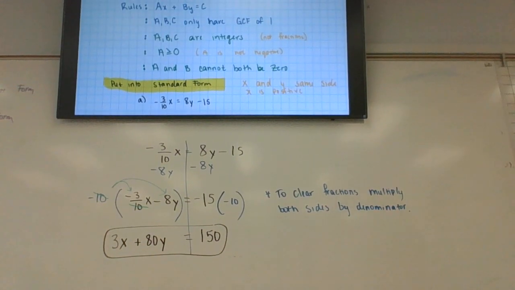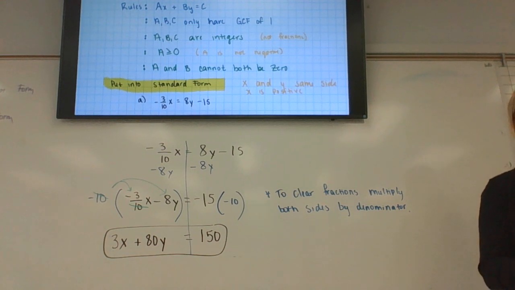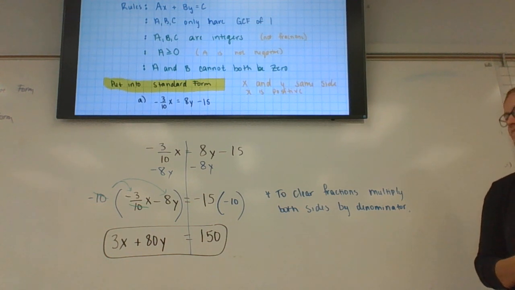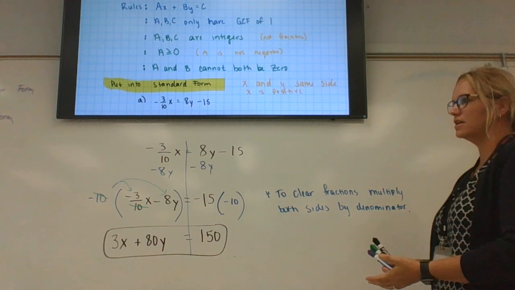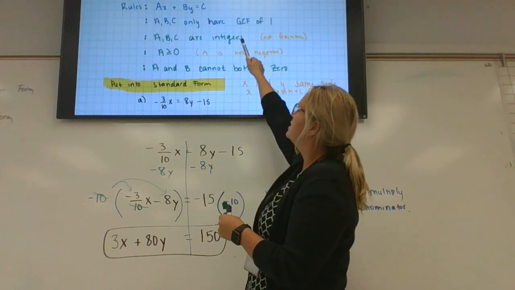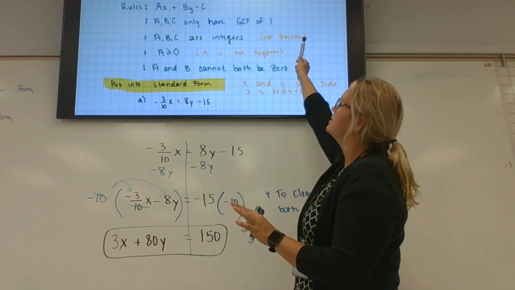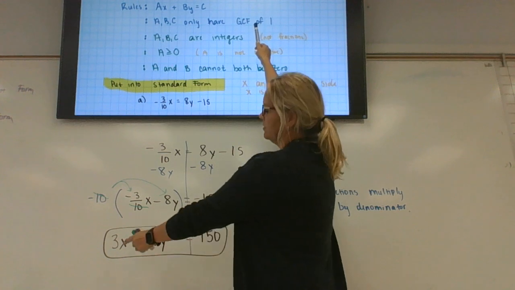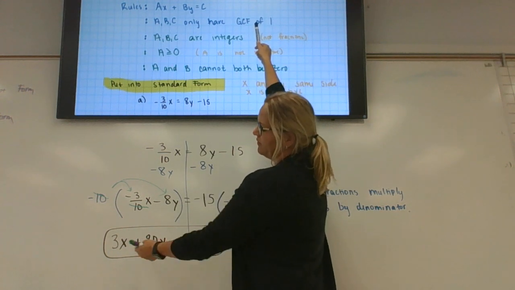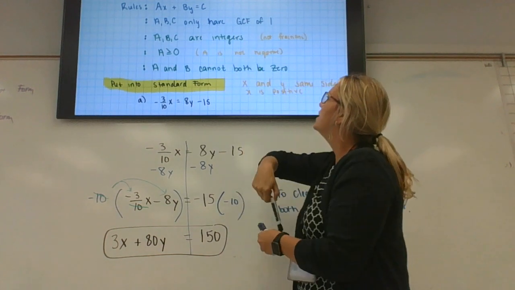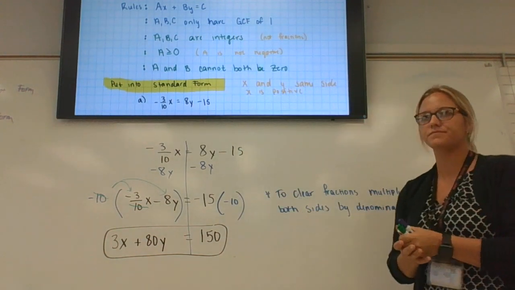Well, it divides by 1, 2, 40, 8, 5, not 3. So this is now standard form, and these rules have been adhered to. A, B, and C are integers, not fractions and not decimals. A is positive, and they can't all be divided by 3. If they could, then we'd have to reduce it. And this is what this one means. They don't have a GCF. Okay.